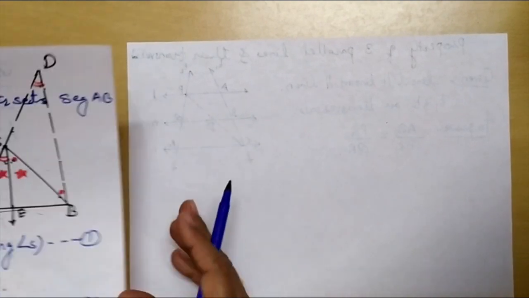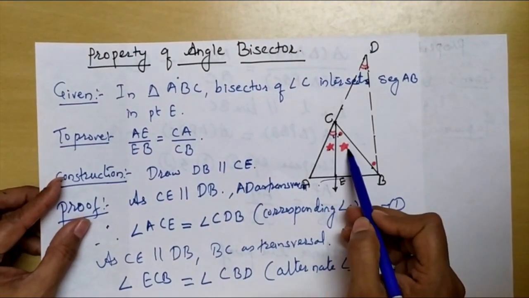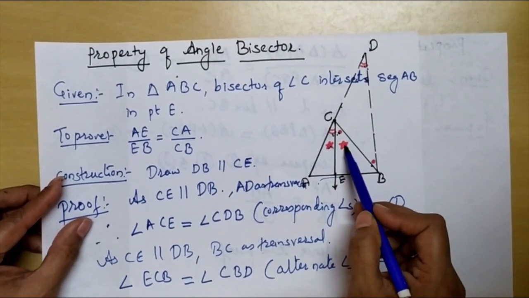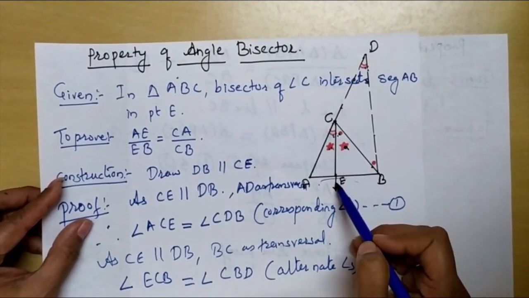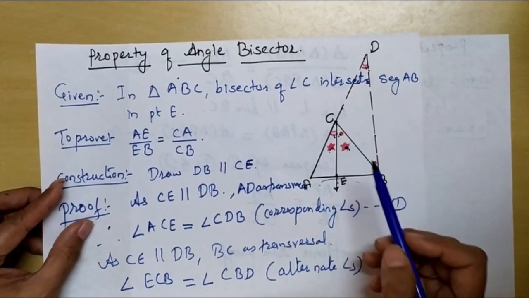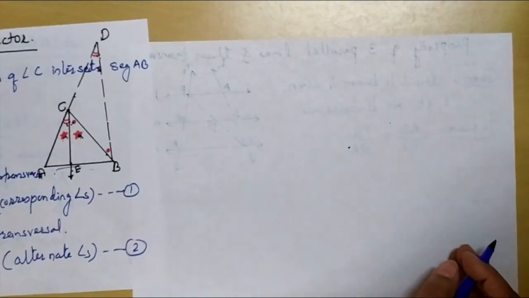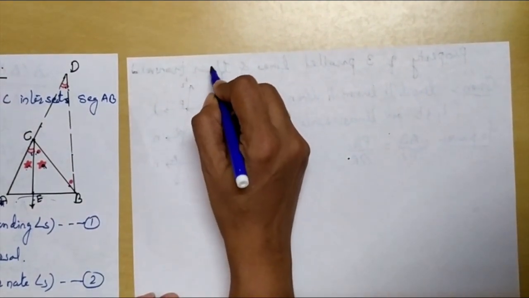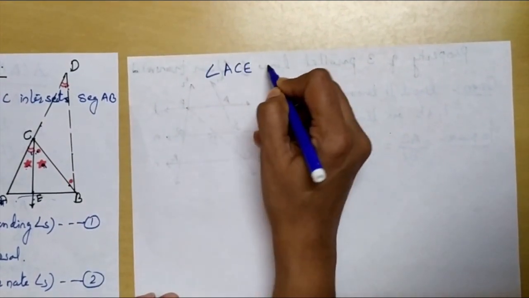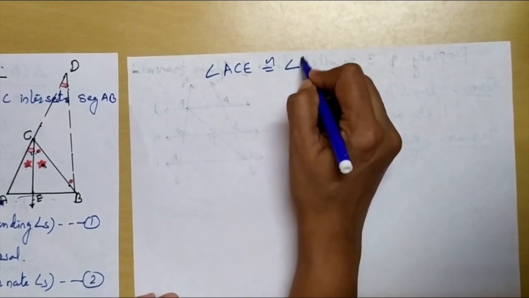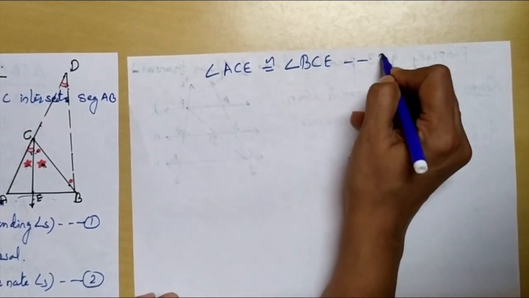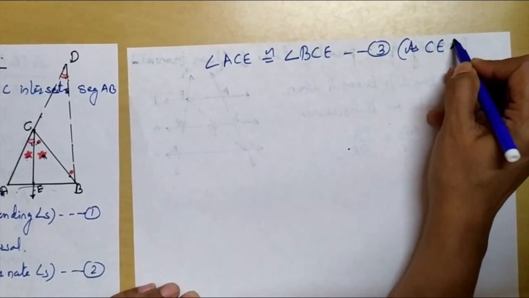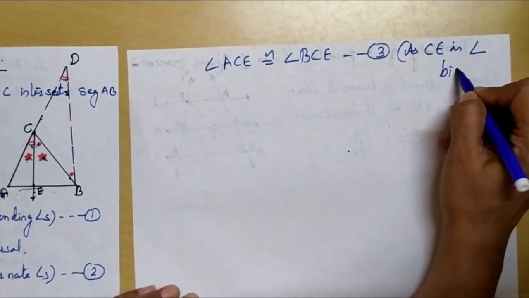Now see these two angles. As CE is the angle bisector, these two angles are congruent because an angle bisector divides the angle in two equal parts. By that property of angle bisector, we'll get angle ACE congruent to angle BCE. Equation third, as CE is angle bisector.